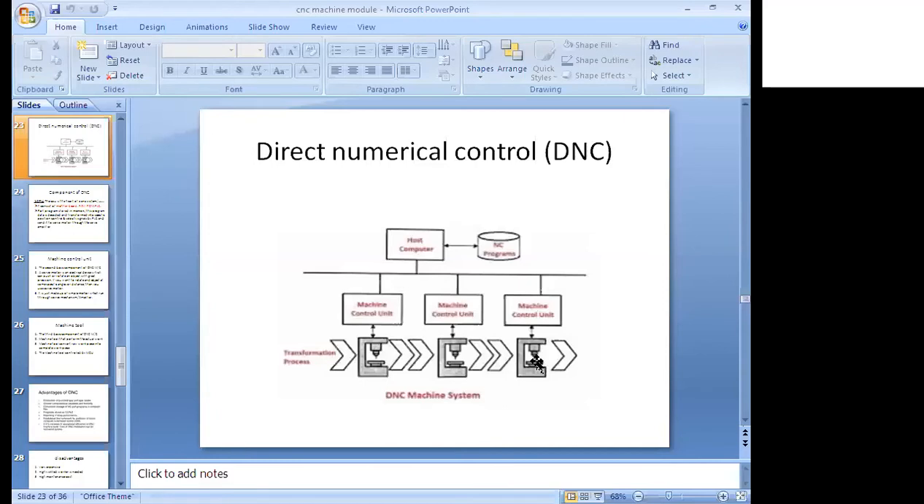In the slide, in the diagram, only one host computer is there, and 3 machine control units are there, connected to 3 CNC machines. Just imagine, for your understanding, one possibility I will tell: this machine you can imagine or consider as CNC or NC.